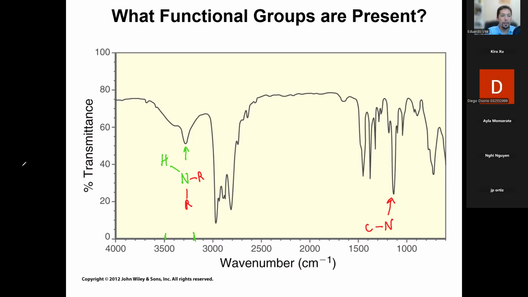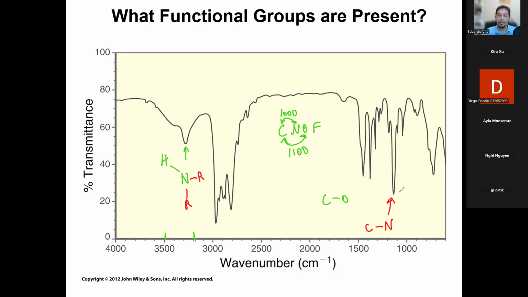How do you know? Well, remember that for carbon-oxygen single bond, that one is usually found around 1100. Well, in the periodic table, you have carbon, nitrogen, oxygen, and fluorine. So carbon-oxygen would be 1100. Carbon-nitrogen would be a little bit lower than that. Maybe 1000, maybe 900, maybe 1100 as well. And so you see there's a very strong peak. That must be your carbon-nitrogen bond right there.